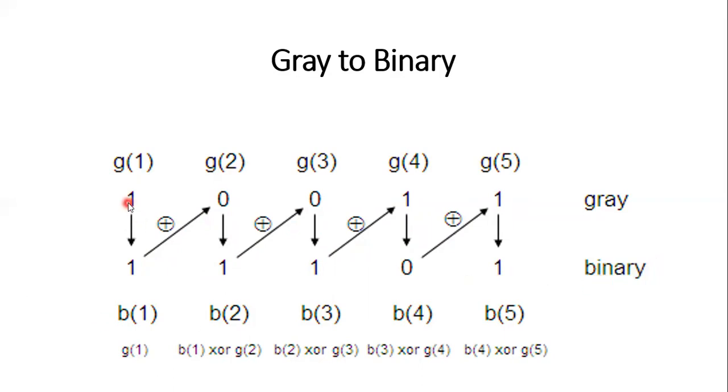So take the 1 as it is, then add with the gray code. 1 plus 0 is a 1. 1 plus 0 is a 1. 1 plus 1 is a 0. And 0 plus 1 is a 1. So this is the gray to binary conversion.